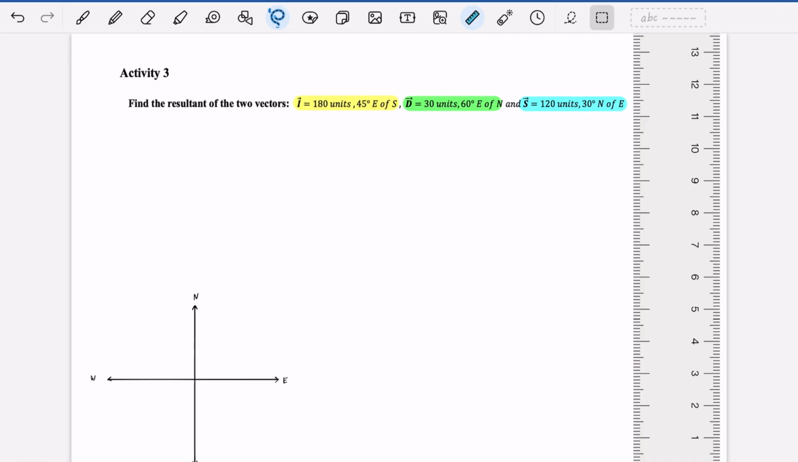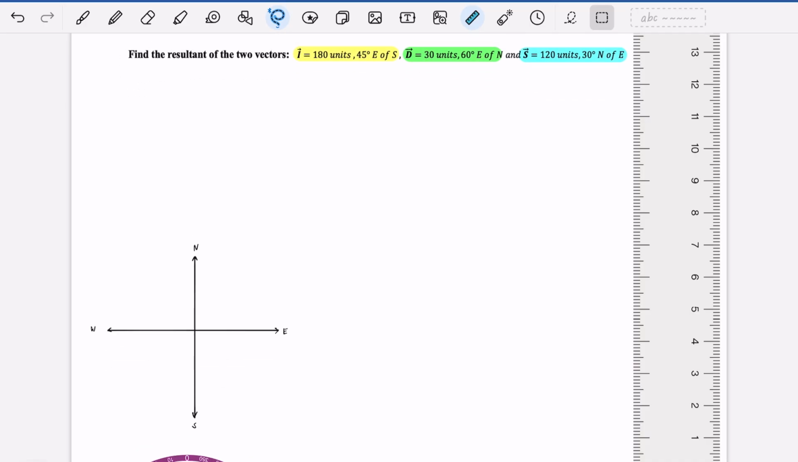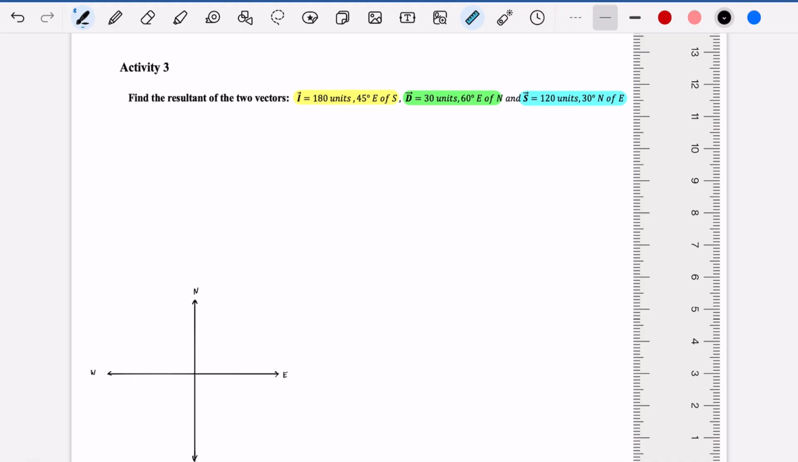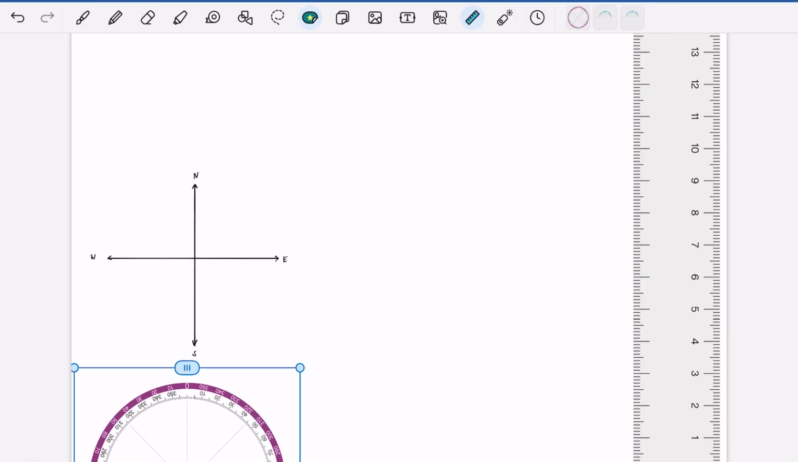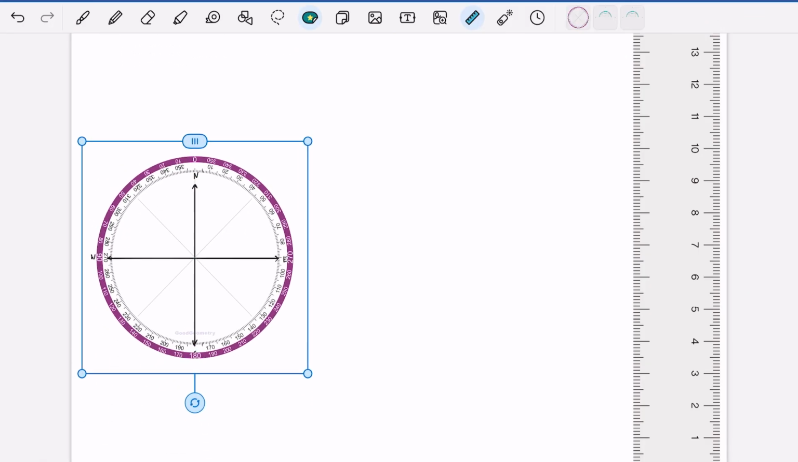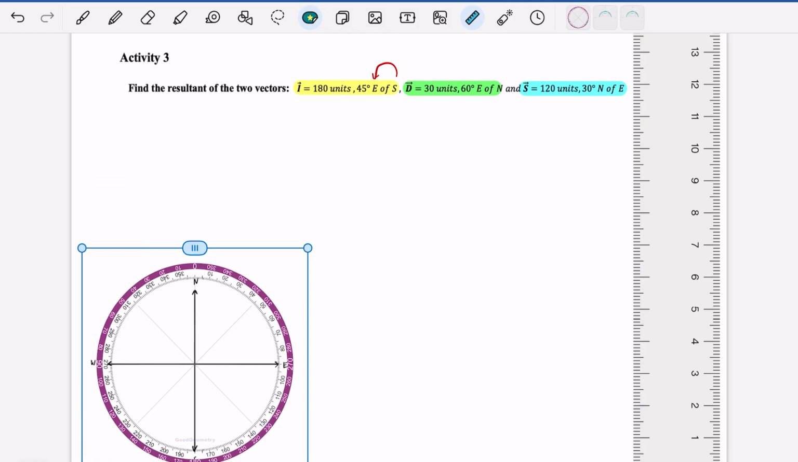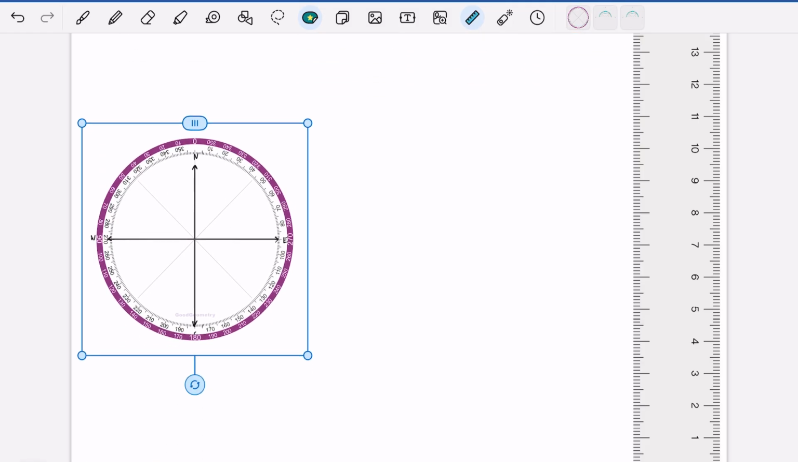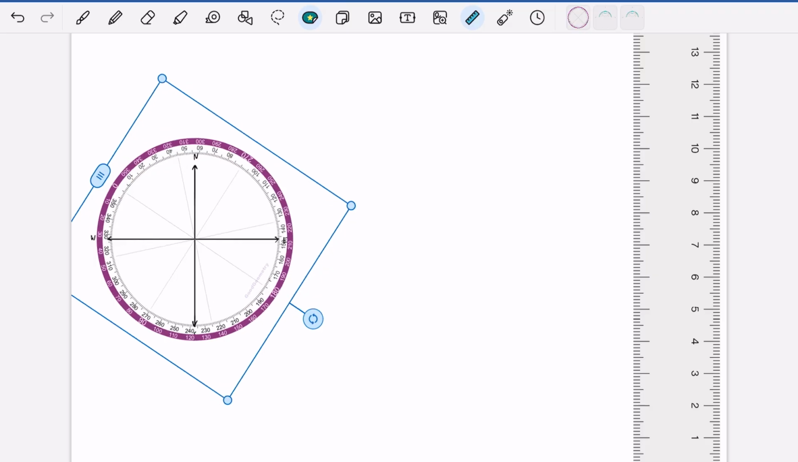So let's go. This is tail to tip, so basically we're adding vectors. The tip of the first vector should be the tail of the second vector, and so on. Let's start with the first vector, which is 180 units, 45 degrees east of south. From south going east, I'm going to place my protractor where the 0 degree should be from south, because I should be going from south going east.